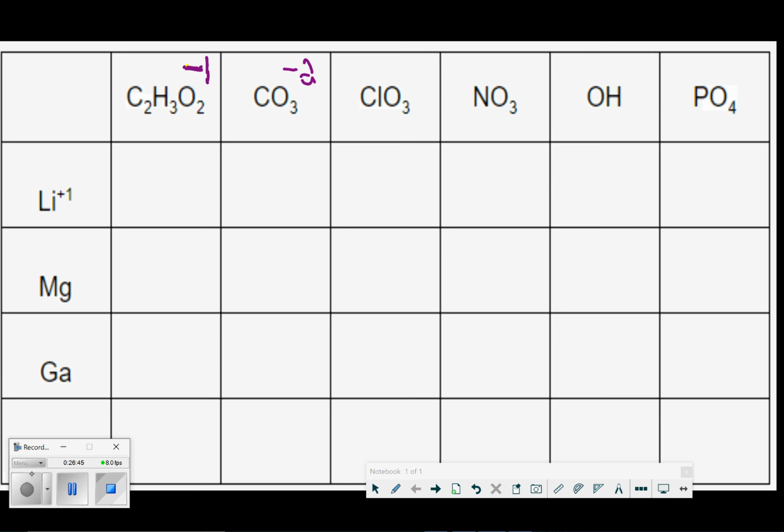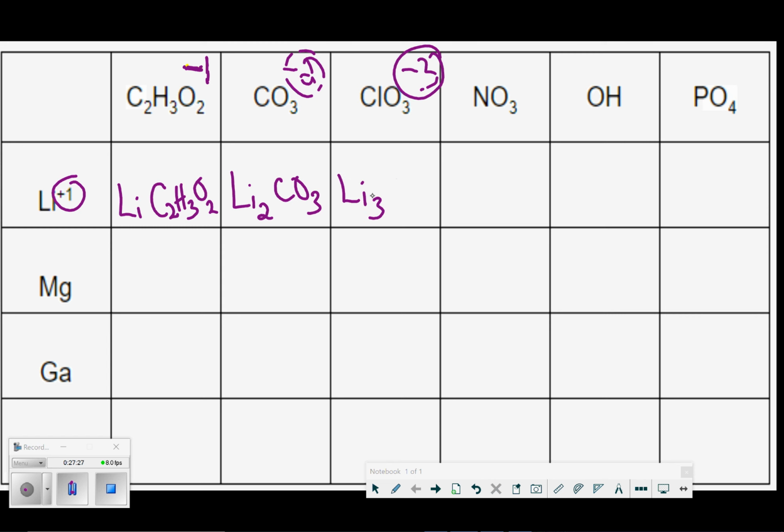Okay, ClO3 is a -3. So on lithium, you would put LiC2H3O2. Okay? On this one, it would be Li, this 2 goes down here, and Li is a +1, so it would be CO3. We don't have to do anything with another subscript. All right, this next one is Li. This number comes down to here, ClO3.